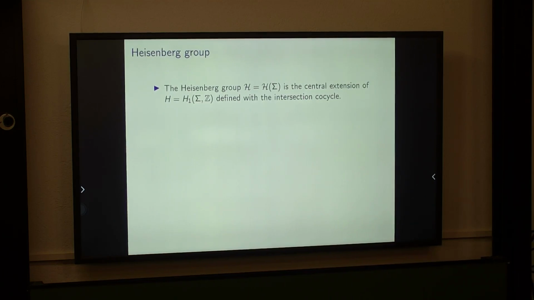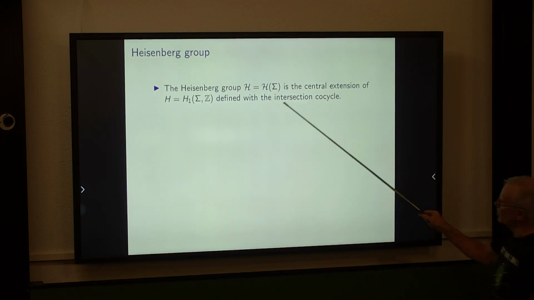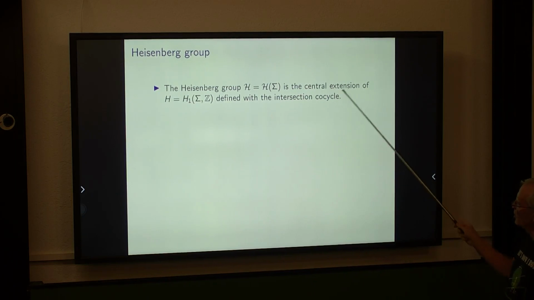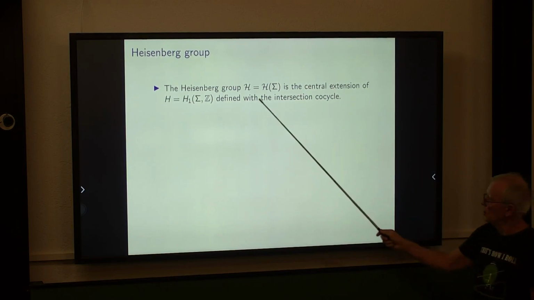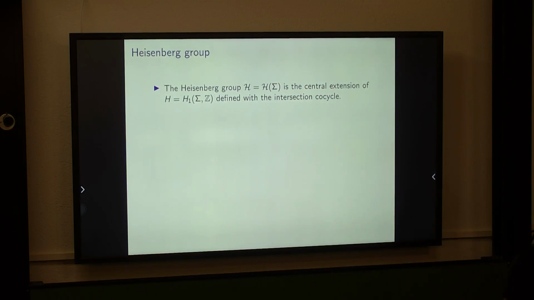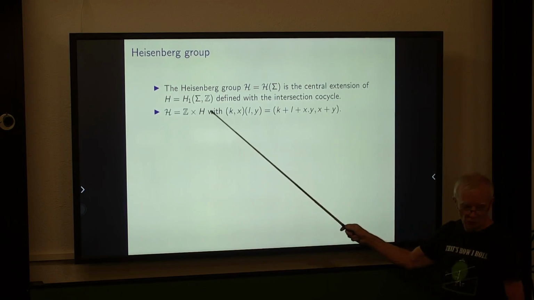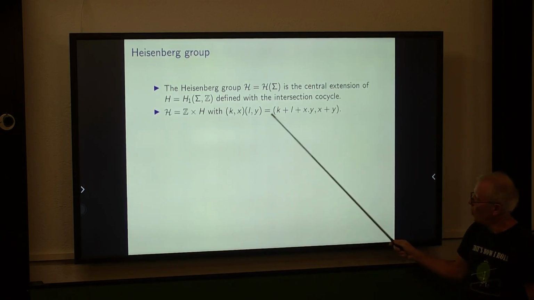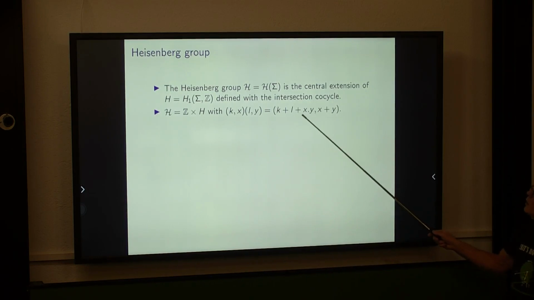And then we come to this Heisenberg group. So this will answer Misha's question. The Heisenberg group in genus g is the central extension of the homology defined with the intersection cocycle. As a set, this is Z times homology, and the law is corrected with the intersection form on the surface. So this is an explicit description of the Heisenberg group in genus g. If you take g equal 1, you will get your favorite Heisenberg group.